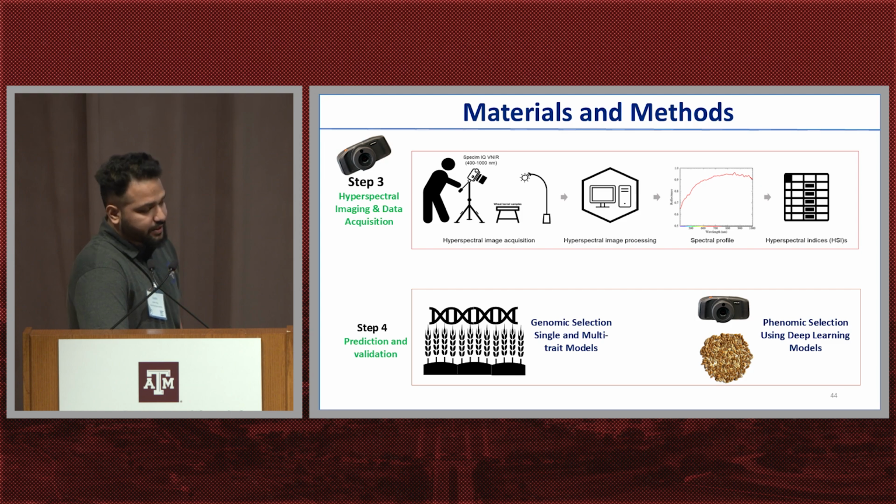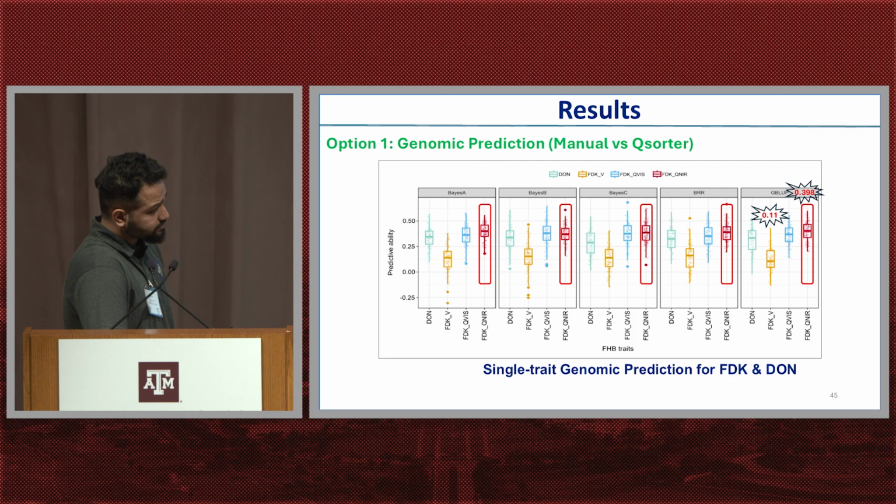Then moving to the third step, I also tried to use a hyperspectral camera. I used a proximal handheld hyperspectral camera and tried to take a picture of the infected seed, to see if I could predict or estimate DON content in the sample based on the seed image from that hyperspectral camera. And in the fourth step, I used different genomic selection models and phenomic selection to try to predict and validate.